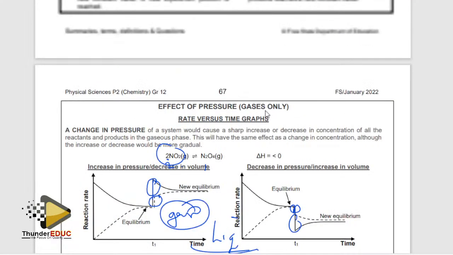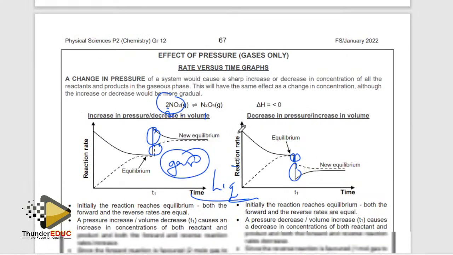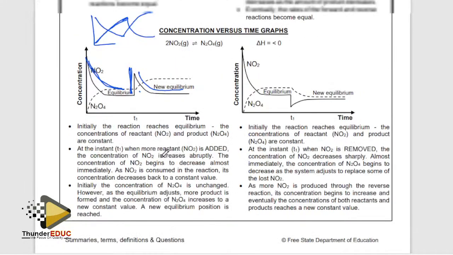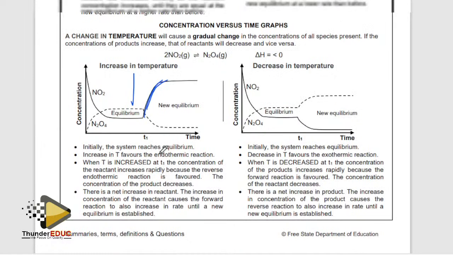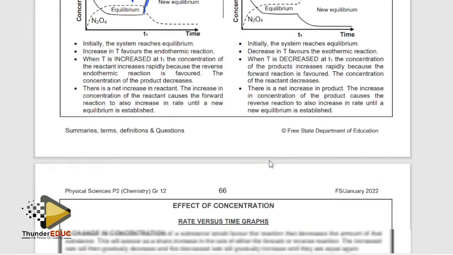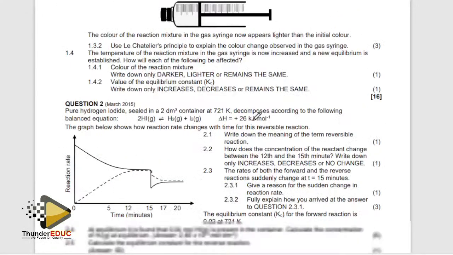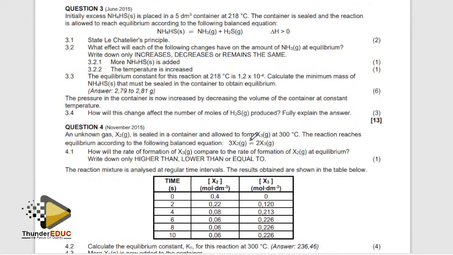Then concentration, one is spiking, then another one is gradual, and then temperature, both of them are gradual. Both of them are gradual. You see? So please, you need to know that before you go to the paper, because if you go to the paper without knowing them, it might affect you. So that is the first thing you need to understand.